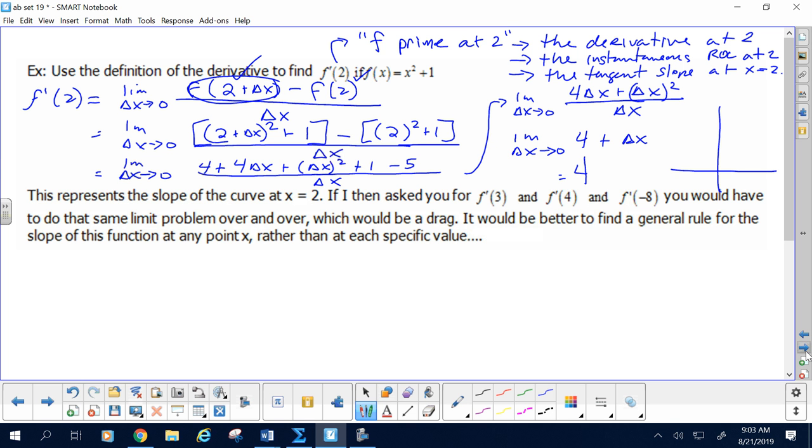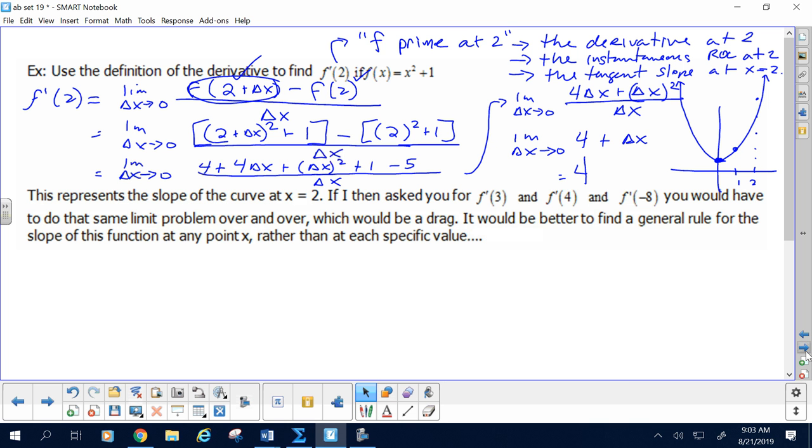What does x squared plus 1 look like graphically? Parabola shifted up 1. So at 0, it would be 1. At 1, it would be 2. At 2, it would be 5. Like that.